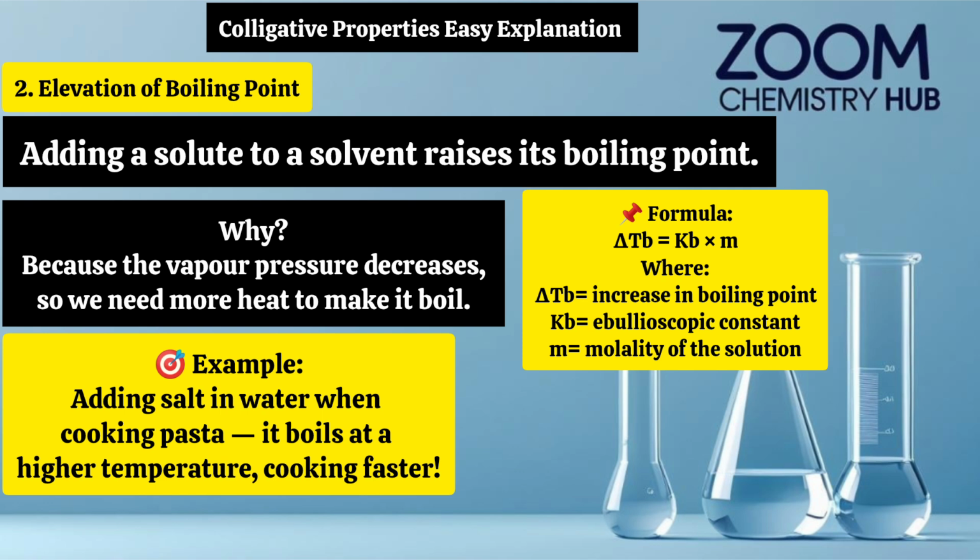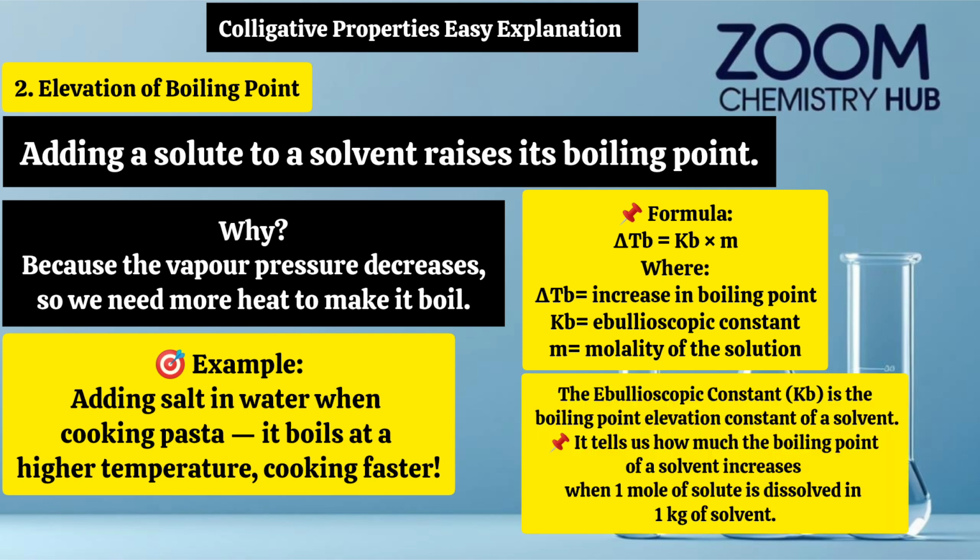Now in this formula, the constant Kb is called the ebullioscopic constant. What does it mean? The ebullioscopic constant is the boiling point elevation constant of the solvent. It tells us how much the boiling point of the solvent increases when 1 mole of solute is dissolved in 1 kilogram of the solvent. That's why it appears in the formula. Ebullio comes from ebullition, which means boiling. So it is denoted by Kb, the boiling related constant.